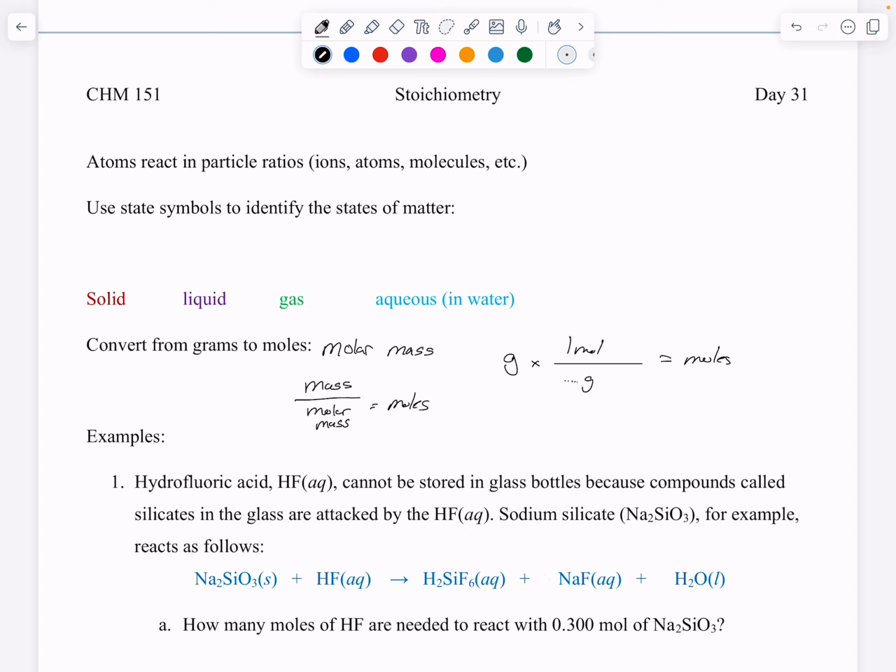And we use states. The states are important. We need to know the states of matter we're dealing with. Solid, obviously, and we already talked about this: solids S, liquids L, gas, aqueous, AQ means we're in water. So those are our state symbols, and we'll need those.